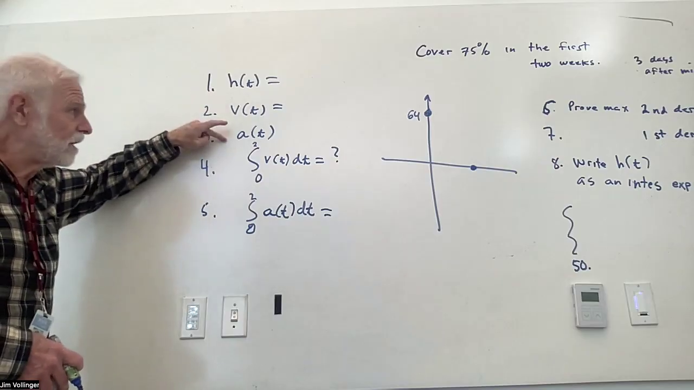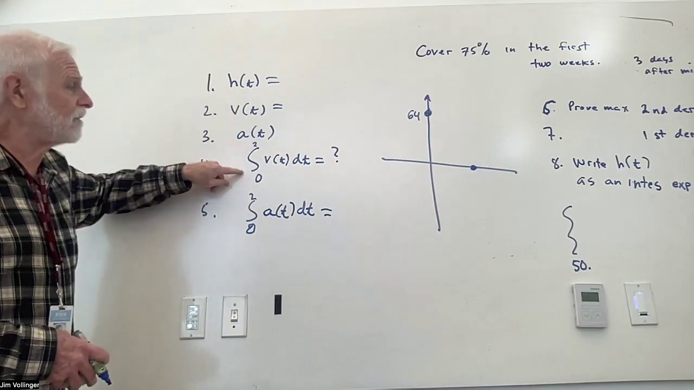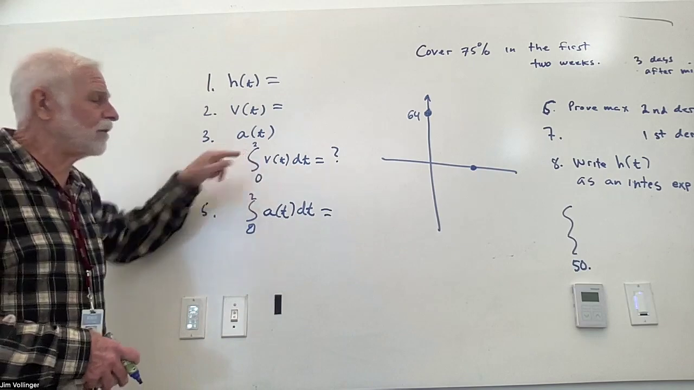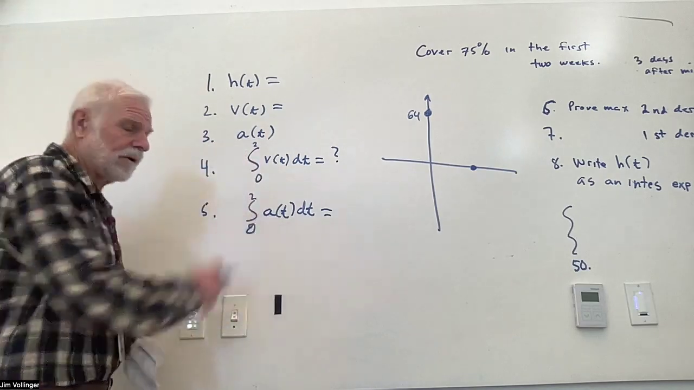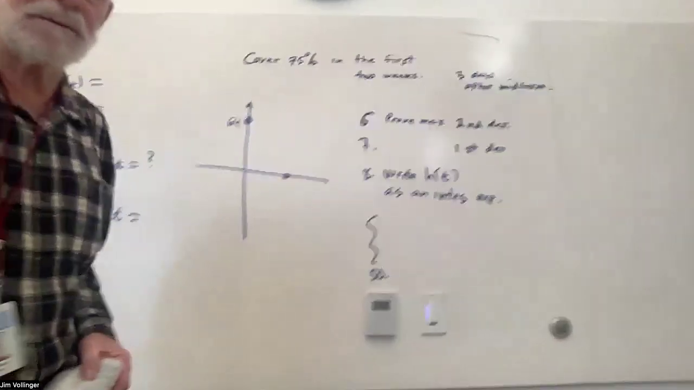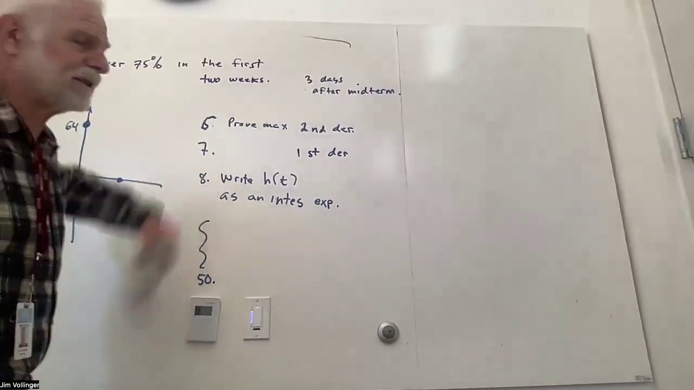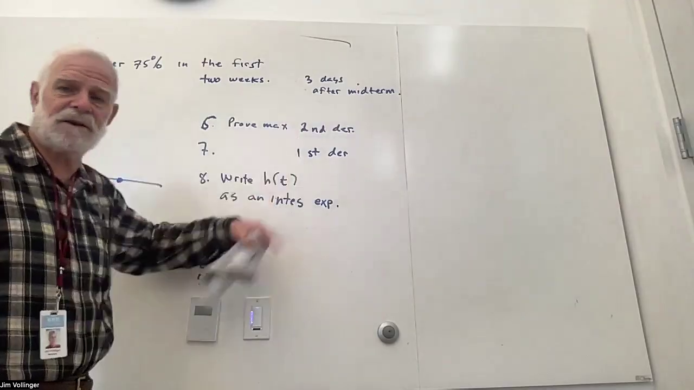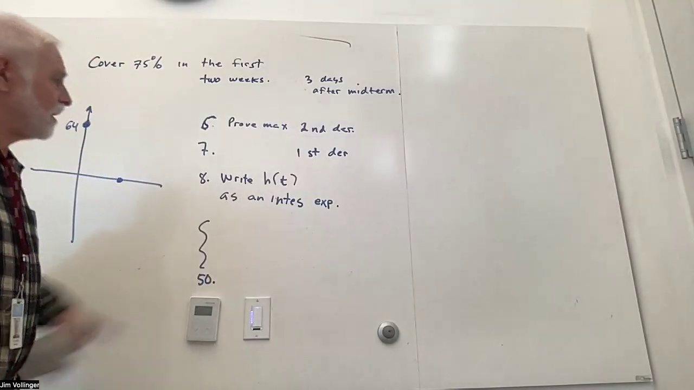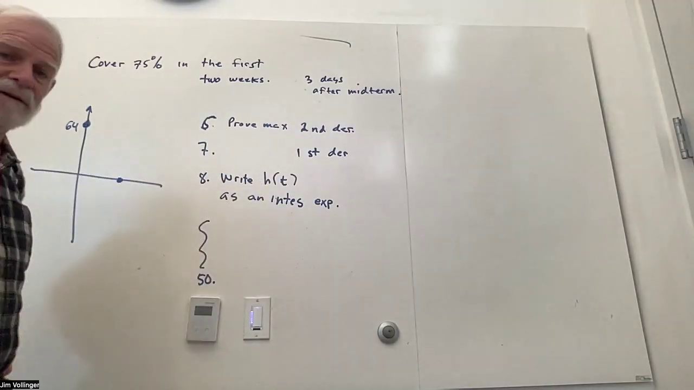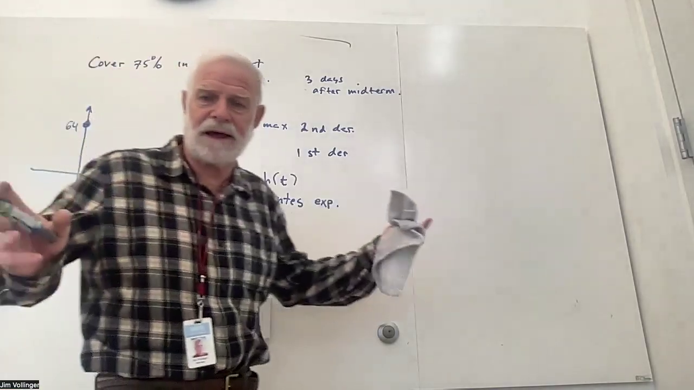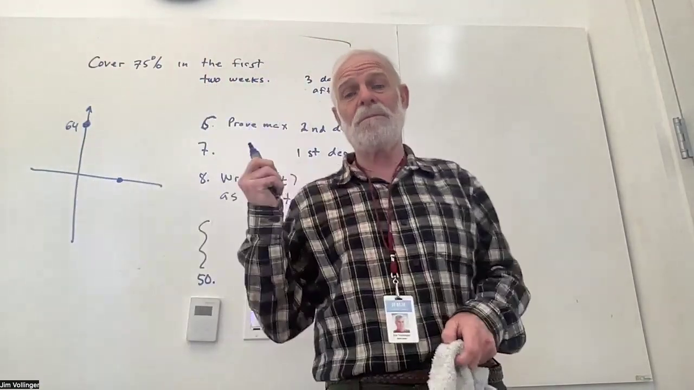What's the acceleration? How do I write h of t, or what does the area under the velocity curve from 0 to 2 represent? How about under the acceleration curve? How about we look at proving the maximum? What proves that 67 feet was a max? Well, we use a second derivative, a first derivative test, and that deals with concavity. We learn how to write h of t as an integral expression. We work with the mean value theorem for derivatives. I can go on and on and on. About 50 questions on that one problem.